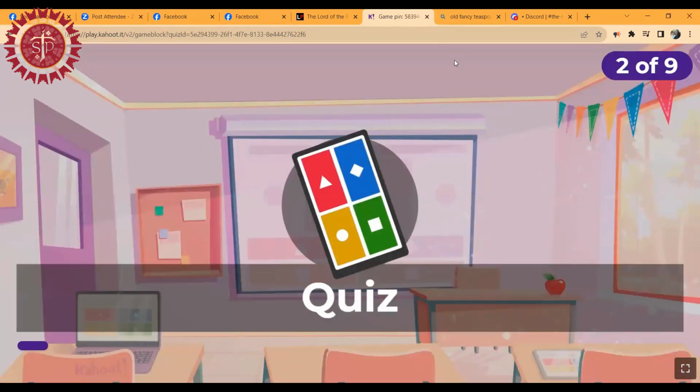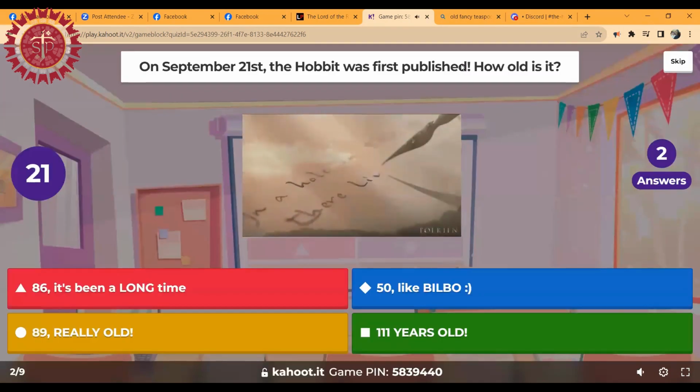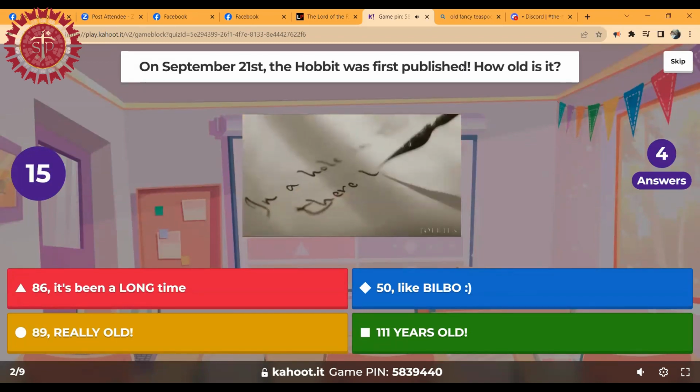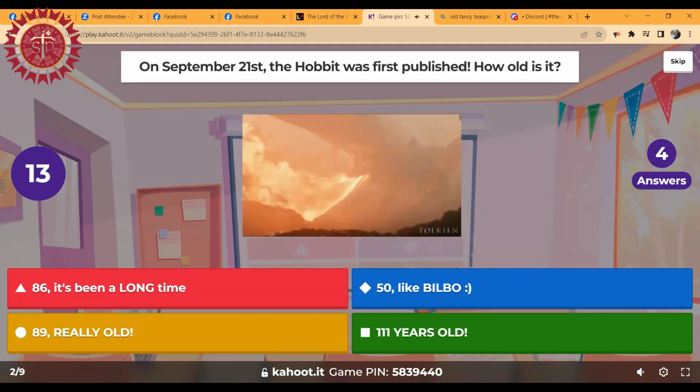On September 21st, The Hobbit was first published. But how old is it? How old is the book? This is an easy one. Kind of, fairly. Is it 86? It's been a long time. Is it 50 like Bilbo? 89, like really old? Or 111 years old, maybe. What say you?